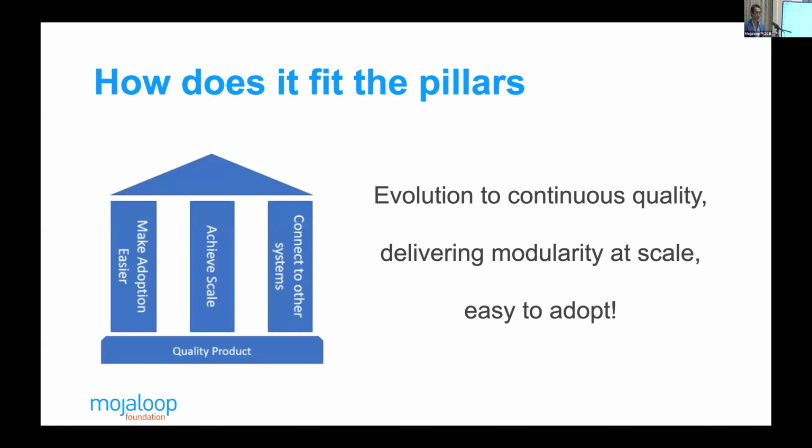How does it fit the pillars? That's a good point. It actually fits all of them. So I tried to find a nice sentence that said all of it at once. So there you go. It's an evolution to continuous quality, delivering modularity at scale and easy to adopt. So we're going to tick all of the boxes. And again, this is not a dream. This is not a desire. These are guiding principles. We have to deliver this. Otherwise, we're not succeeding at what we're doing.